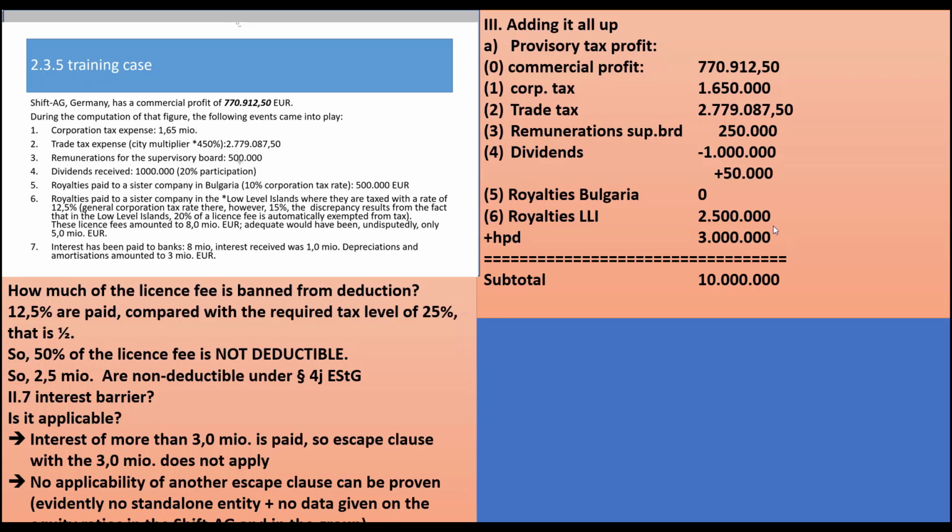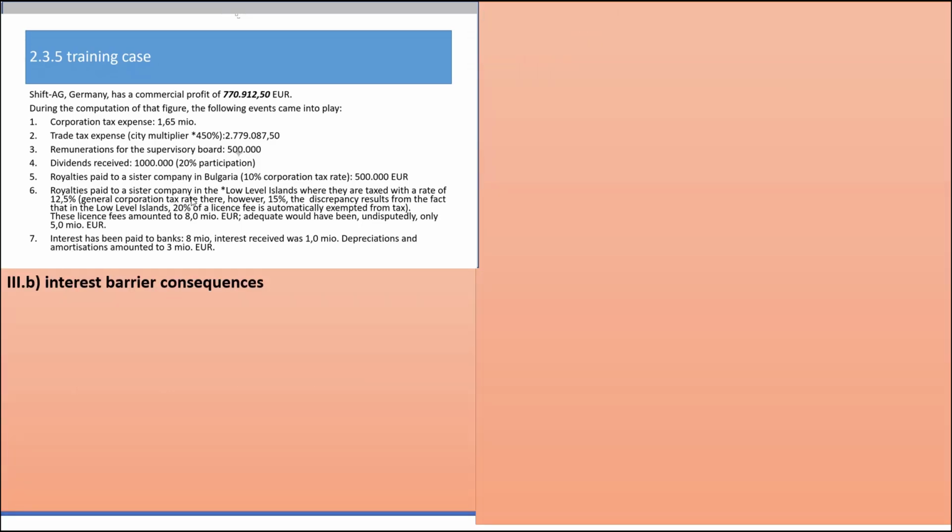And now we have to go to the next step, namely to check what the interest barrier could still change here. Now, after we have got that provisory tax result, we should now test the consequences of the interest barrier. First, let's calculate the net interest expense. 8 million were paid, 1 million was received, so the net interest expense was 7 million.